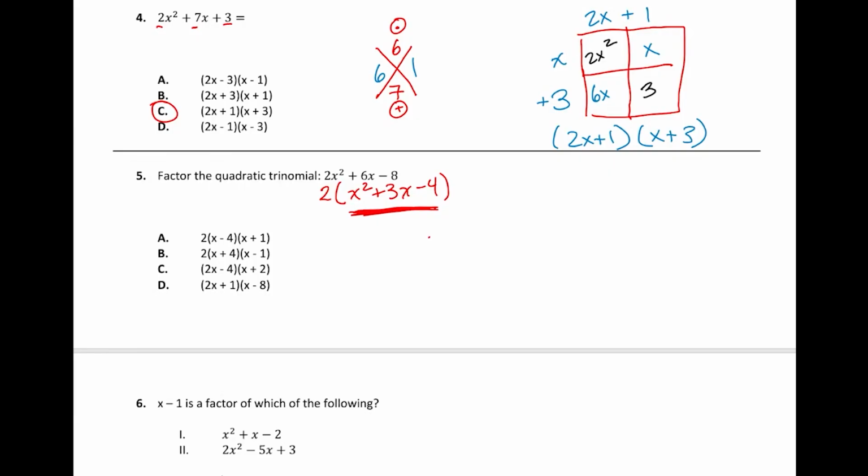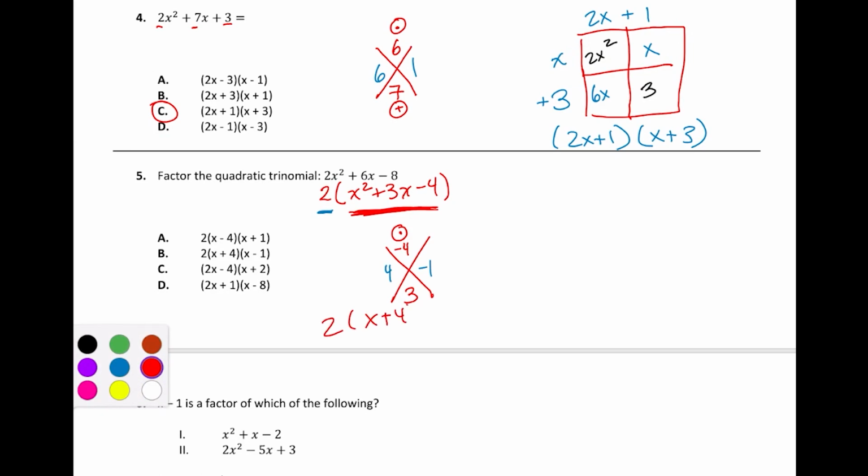We can go back to the classic big X, where we don't have to set up an area model unless we want to check our answer. But here we need two numbers that multiply to give me -4 and add up to 3. Those two numbers would be 4 and -1. So the other two factors, other than the 2, would be x plus 4 and x minus 1.